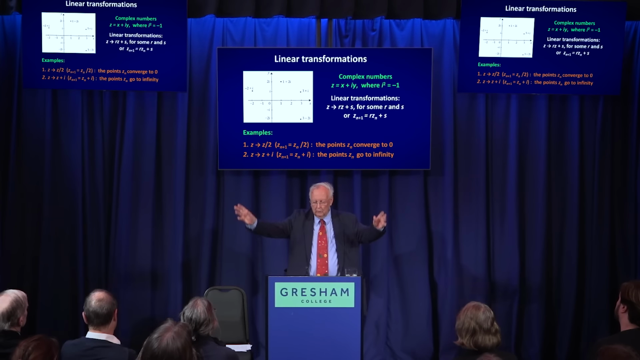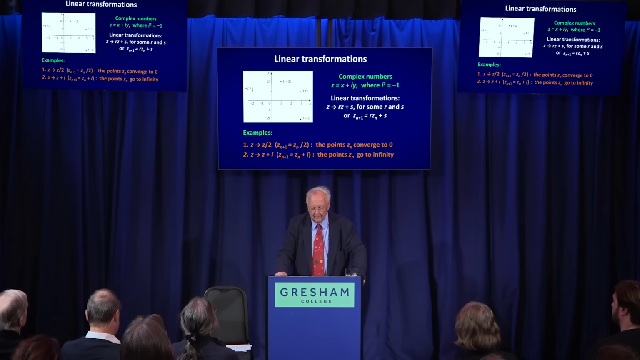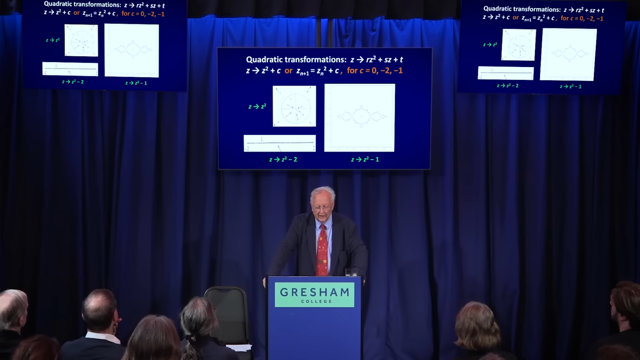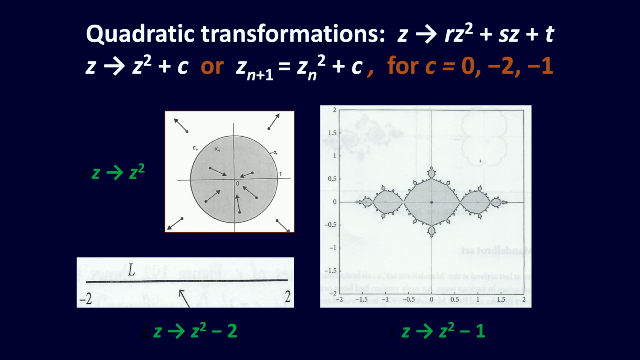So here the resulting points diverge to infinity for all initial points z0. Now we come to the crux of things. If we move to quadratic transformations, here each point z is mapped, well, it looks like rz squared plus sz plus t, where r, s and t are constants, but that's jolly complicated.